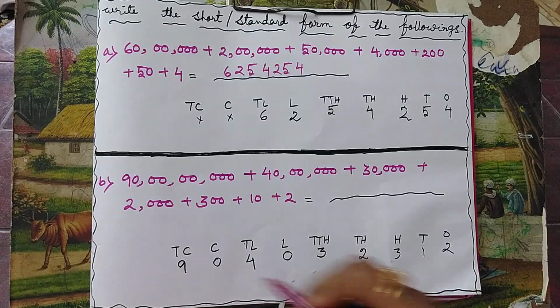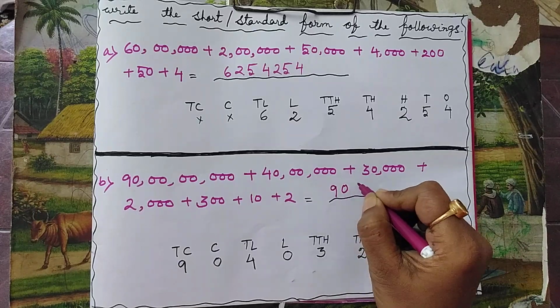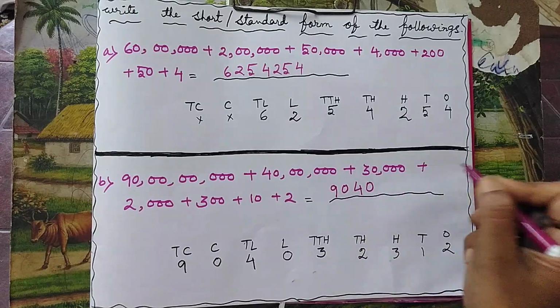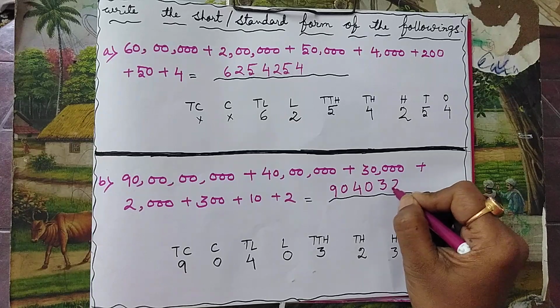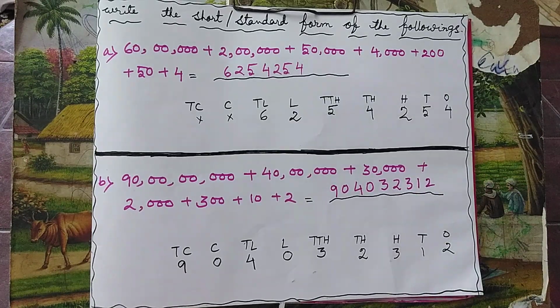Okay, then what is the number? The number is 90403212. Practice well, children.